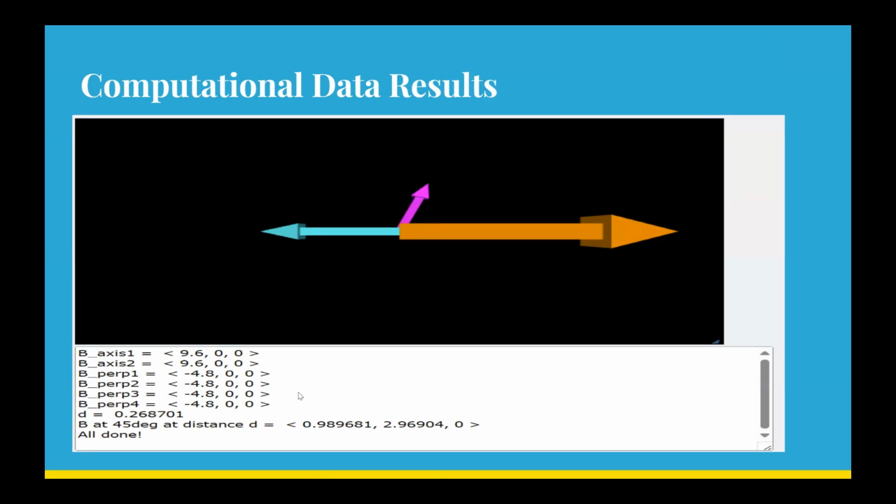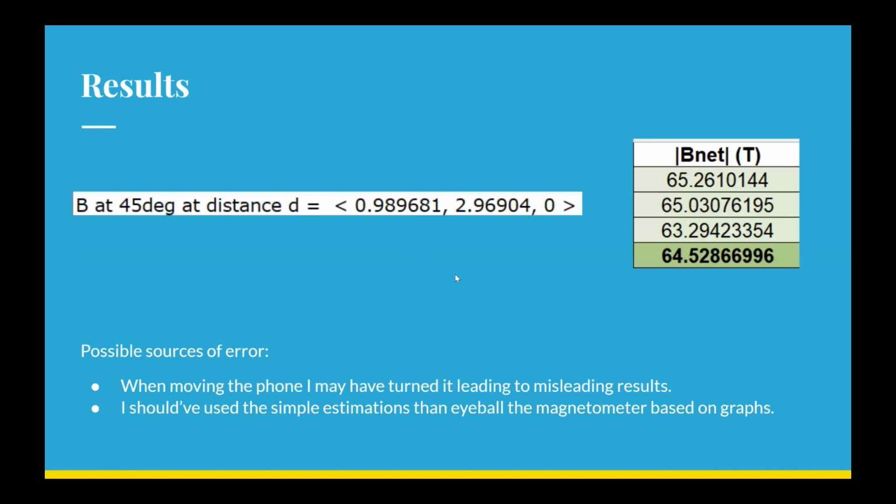And we can already start seeing a difference where it's 0.9 and then 2.96. And here they are right next to each other. The computation was here and the experimental here. We can tell that there are some possible sources of error. I possibly turned the phone, rotated a little bit when moving it along the meter stick, which made some misleading results. And then I used values off the graph instead of estimated results for simplicity. And then I also miscalculated the distance based on the ruler I was using. So there's a possible source of error why our B net is much larger than what the computational GlowScript found.